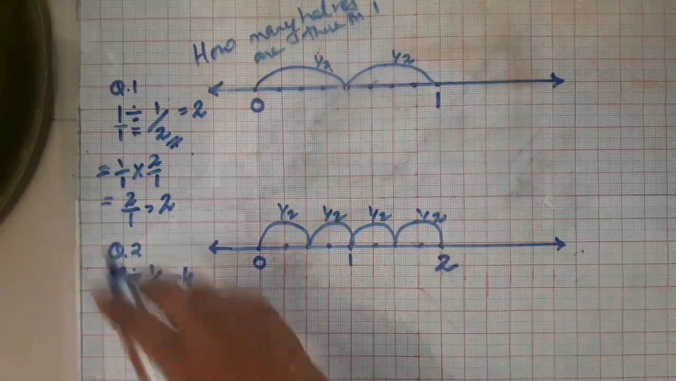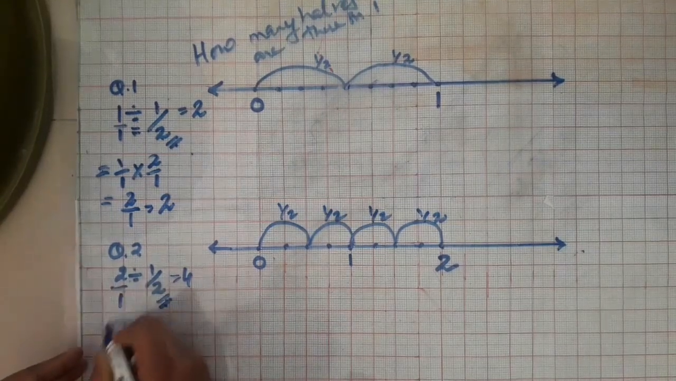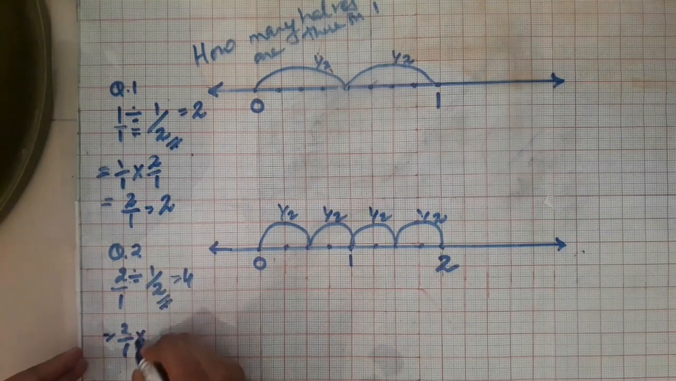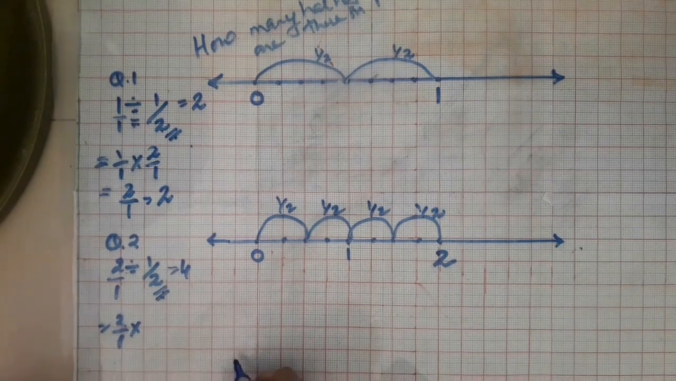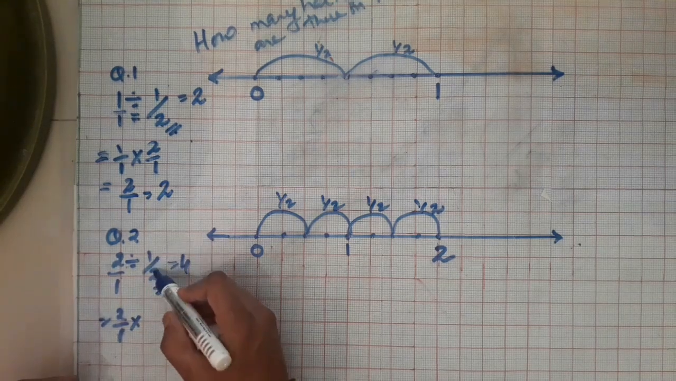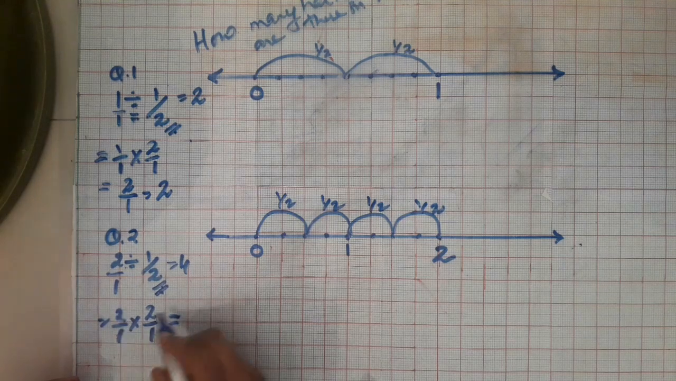Again, when you have to solve it, as I said, you can do it as 2 upon 1. In place of division, write multiplication and then the reciprocal of the number after the division sign. So 1 upon 2 will become 2 upon 1. So here 2 2s are 4.